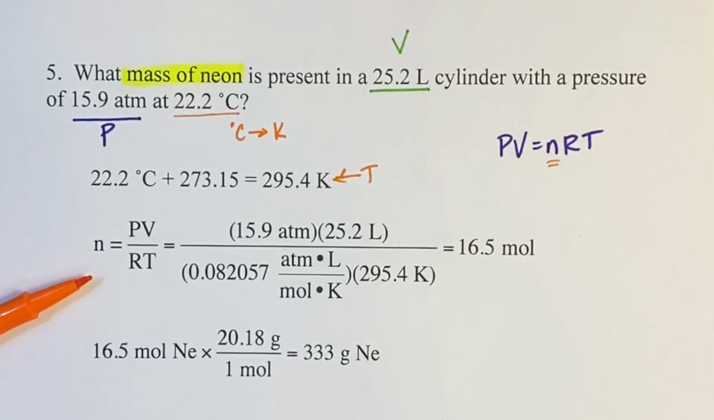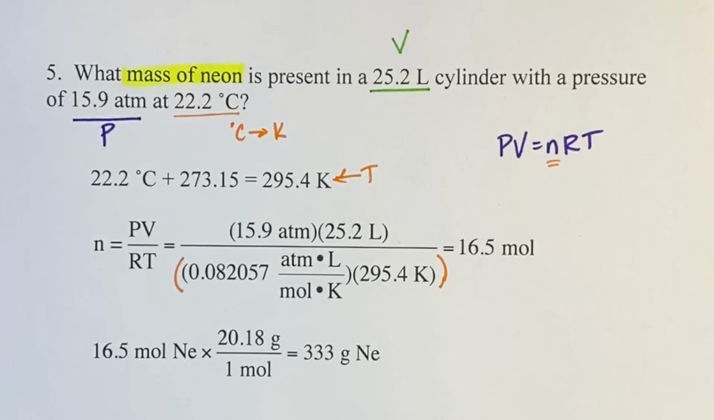As I plug in for pressure, volume, R, and T, my pressure was 15.9 atmospheres, my volume was 25.2 liters, R is my constant, 0.082057, my temperature was 295.4 Kelvin. Make sure you have this denominator in parentheses, and when you solve, you get 16.5 moles.